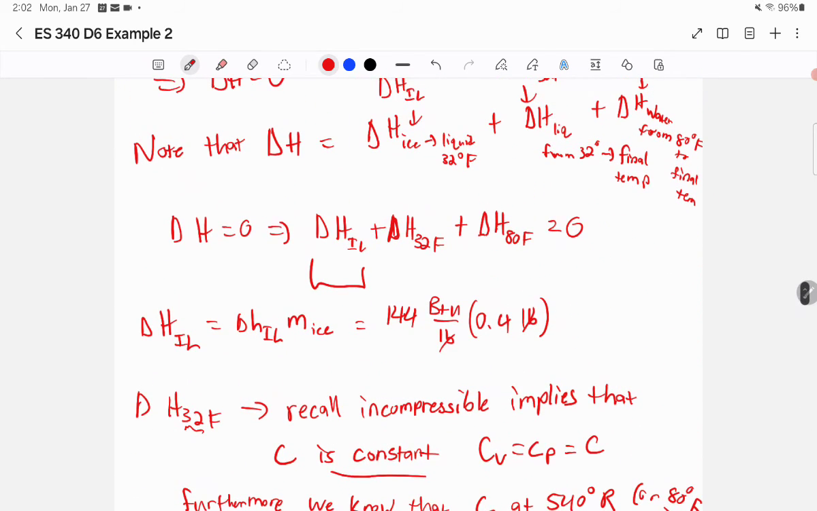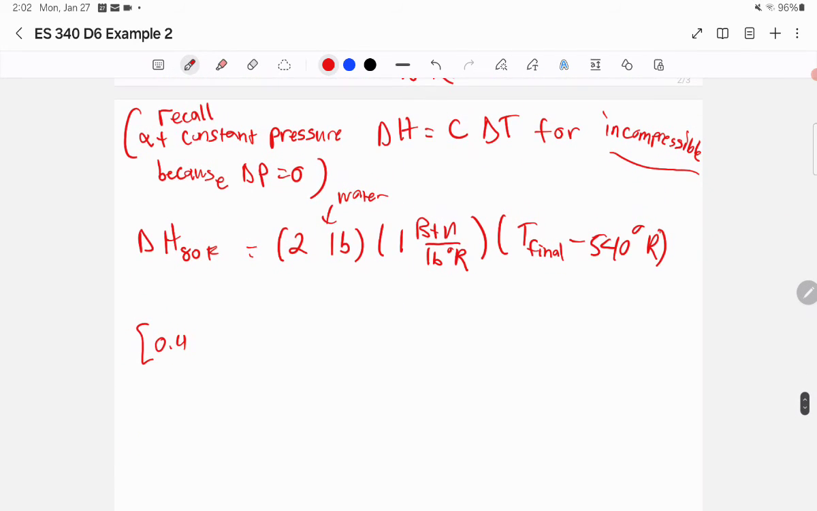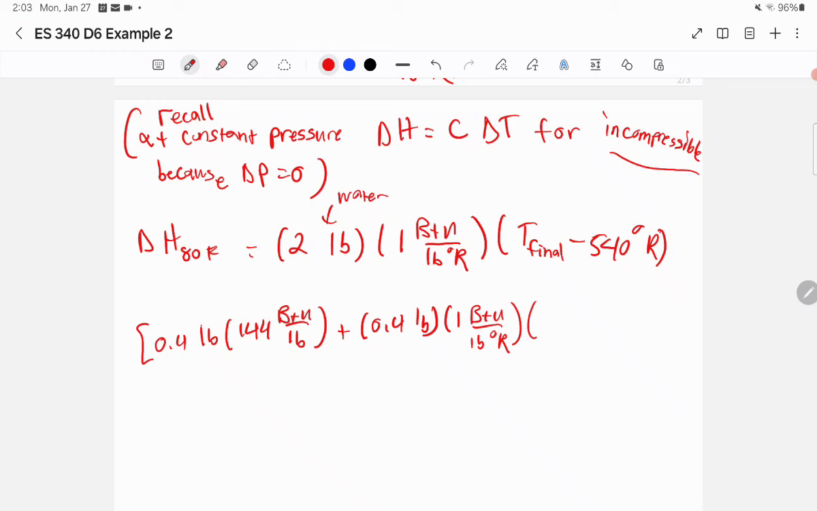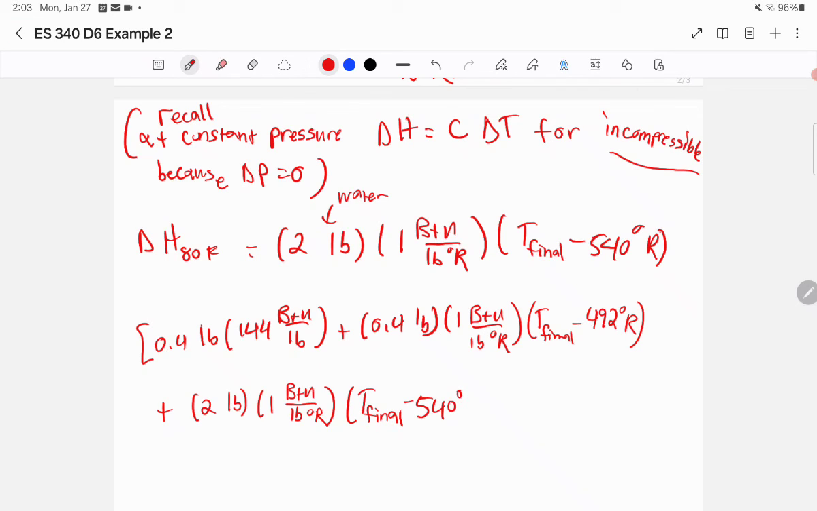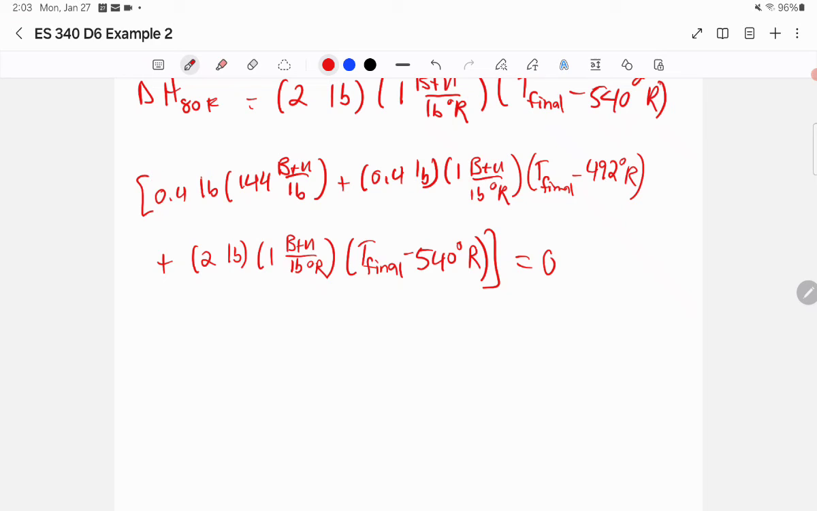So now if we put this whole thing together, we get, this is just this whole thing right here, 0.4 pounds times 144 BTU per pound, plus 0.4 pounds times 1 BTU per pound degree Rankine times T final minus 492 degrees Rankine, plus 2 pounds times 1 BTU per pound degree Rankine times T final minus 540 degrees Rankine is equal to 0.